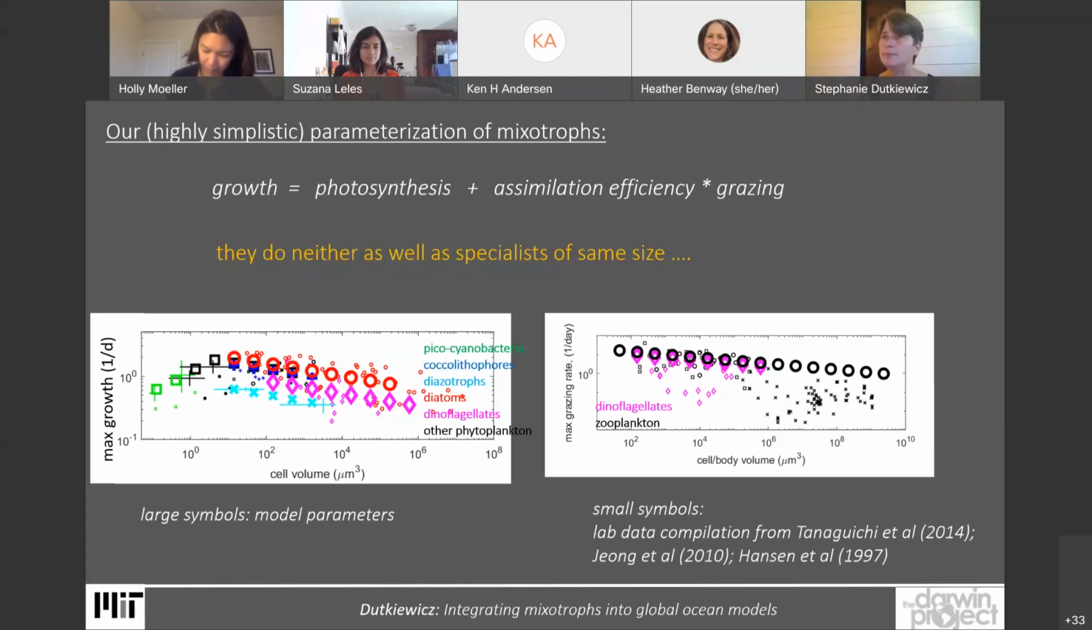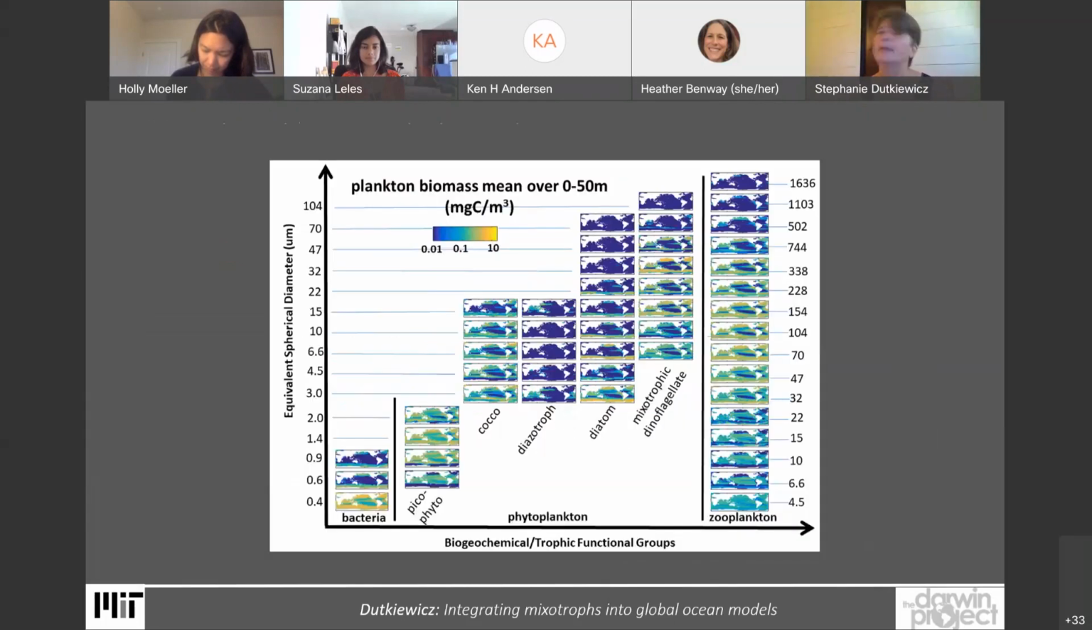So we put that simple setup into our model and we run it out. What you're looking at now is the annual mean biomass of all these different plankton types that we have in our model. And you can see that the mixotrophic dinoflagellates have very distinct patterns. There are a lot of them. They sometimes dominate in some locations.